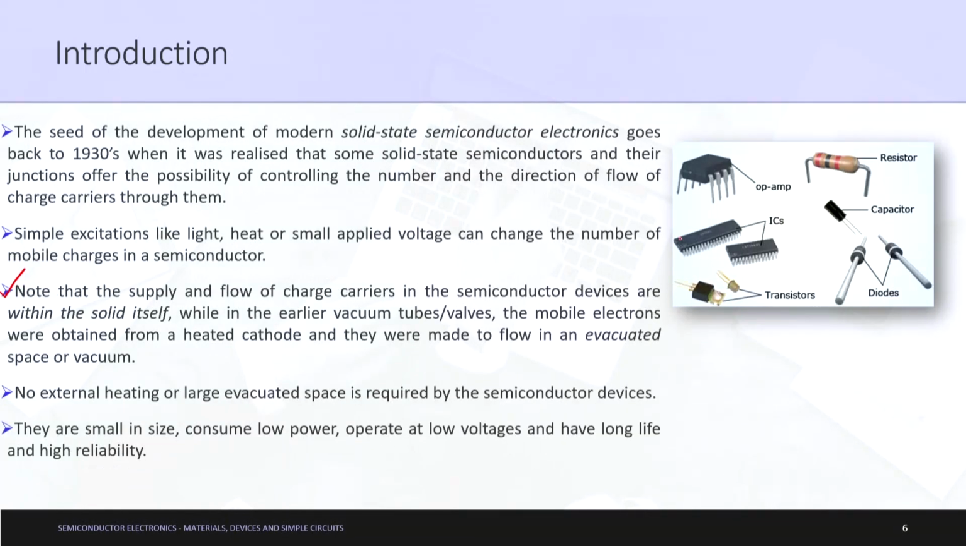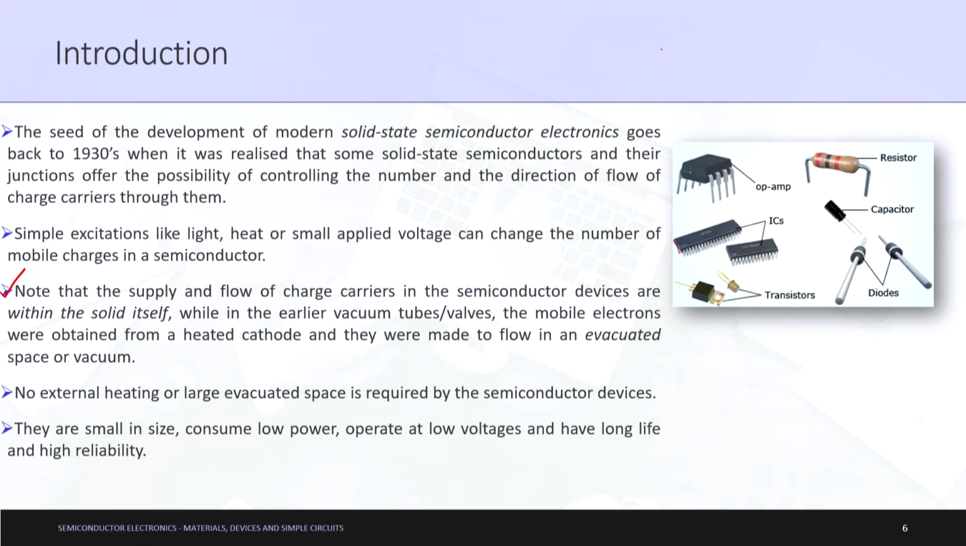But what is happening in these ICs? In ICs the passage is only and only inside these complete circuits. So this is one of the advantages of using these circuits. No external heating or large evacuated space is required for the semiconductor devices. Quite evident, this doesn't require any external heating, not even large evacuated space.